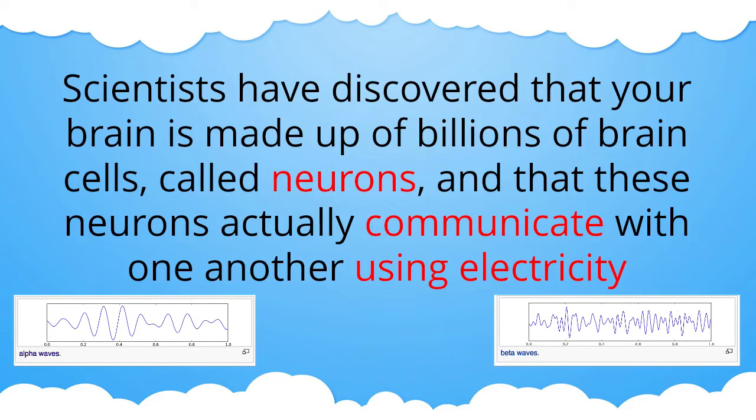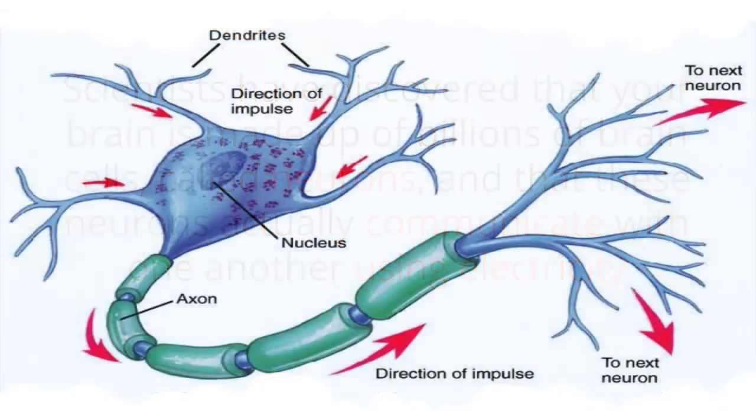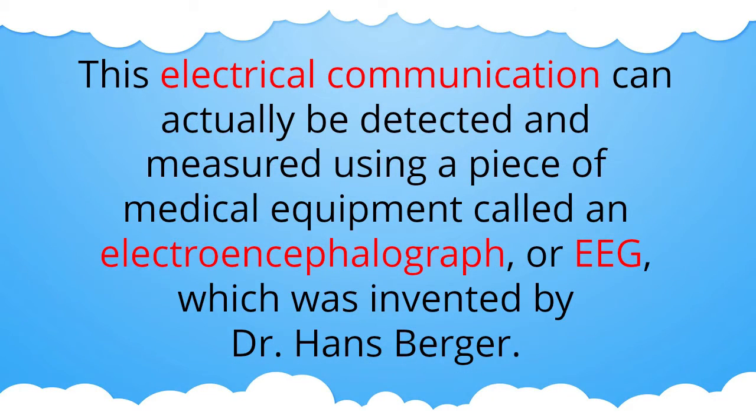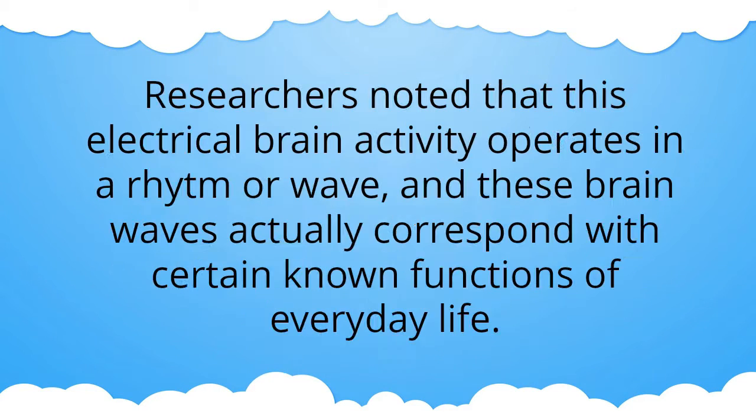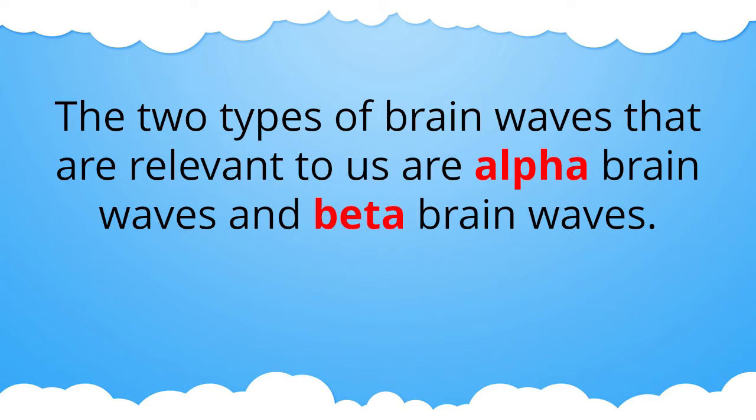Seriously. Scientists have discovered that your brain is made up of billions of brain cells called neurons, and that these neurons actually communicate with one another using electricity. This electrical communication can actually be detected and measured using a piece of medical equipment called an electroencephalograph, or EEG, which was invented by Dr. Hans Berger. Researchers noted that this electrical brain activity operates in a rhythm or wave, and these brain waves actually correspond with certain known functions of everyday life. The 2 types of brain waves that are relevant to us are alpha brain waves and beta brain waves.